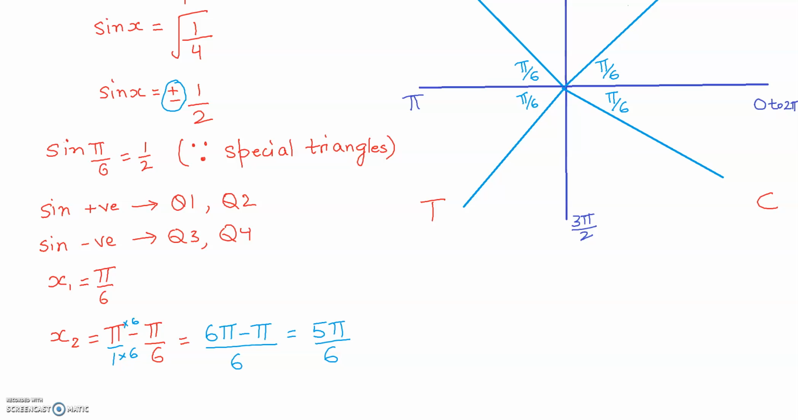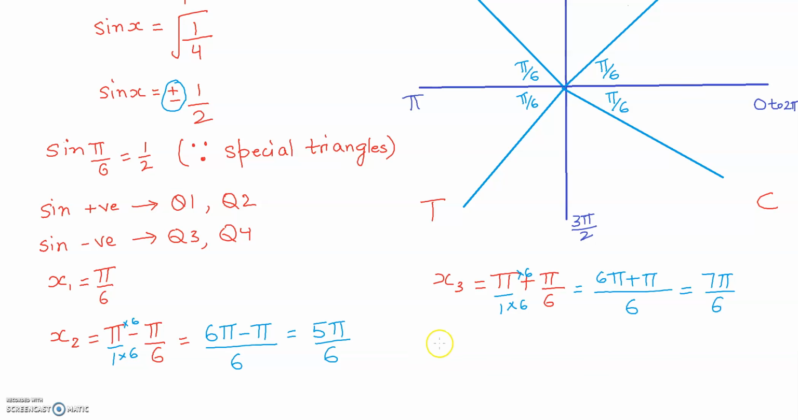In order to find the third value of x, I can show you on the side, it's in the third quadrant. And in the third quadrant, we always add pi. So I can say pi plus pi over 6, which we got from the special triangle. Again, I will take the LCM. I will multiply this by 6, this by 6. Therefore, I have 6 pi plus pi over 6 equals 7 pi over 6. That is the third value of x.